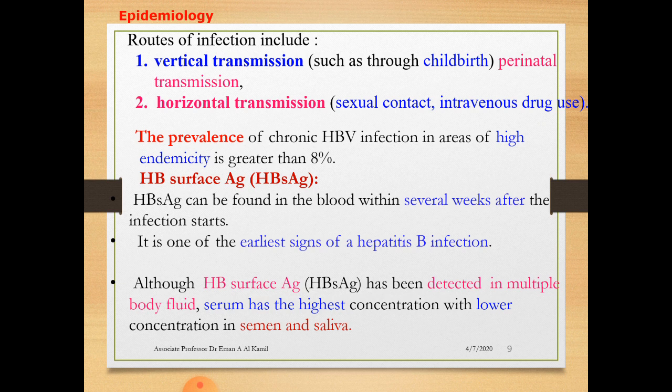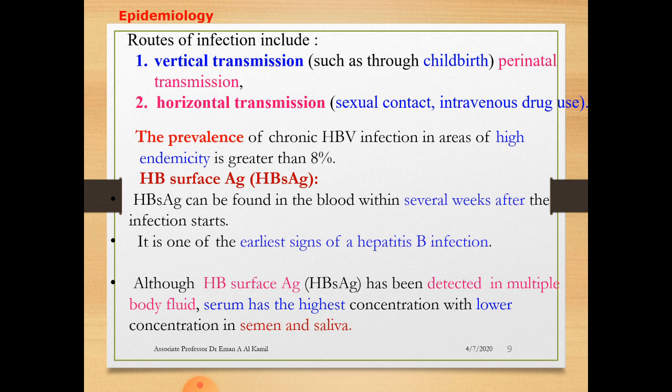The routes of infection include either vertical transmission or horizontal transmission. Vertical transmission means the perinatal transmission of the infection from the mother to the child through the birth canal. Horizontal transmission is transmission of the infection through sexual contact or intravenous drug use.